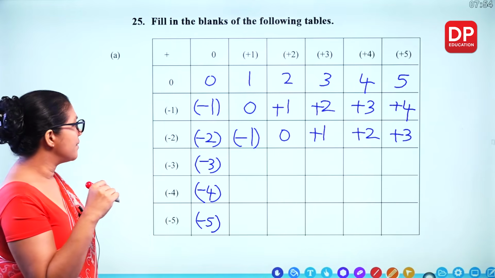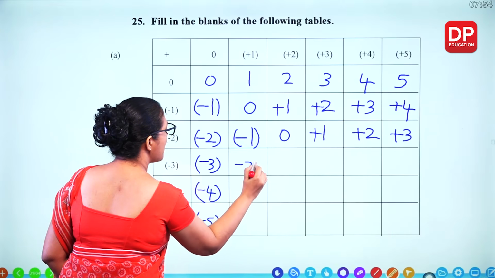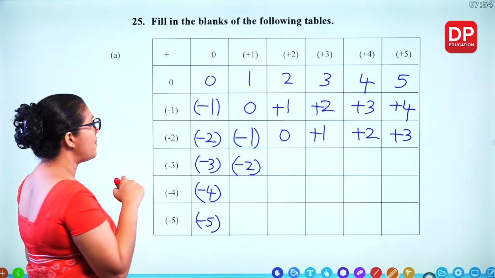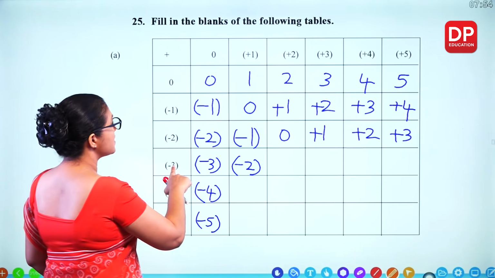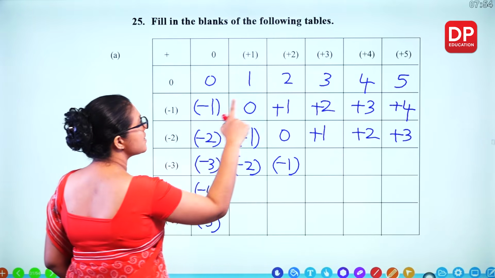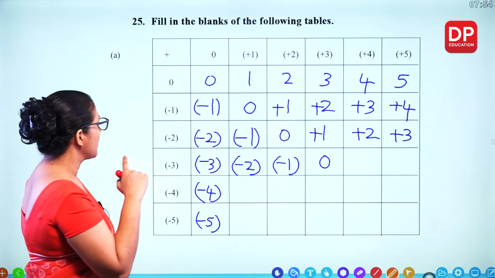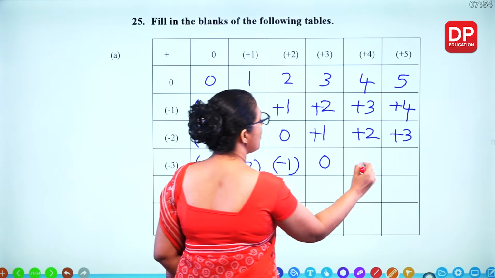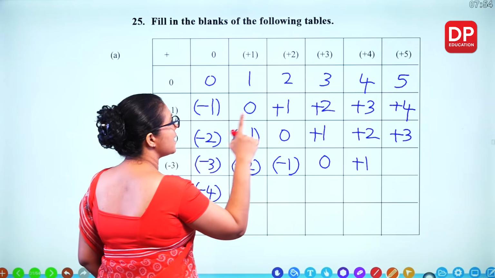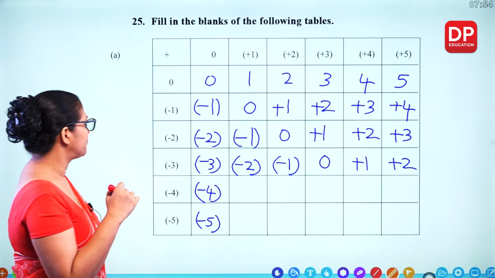Now minus 3. Minus 3 plus 1, take the difference and put the sign of the bigger number. Minus 3 plus 2, that's minus 1. Minus 3 plus 3, that's additive inverse, you get 0. Minus 3 plus 4, that's positive 1. Minus 3 plus 5, you get positive 2.